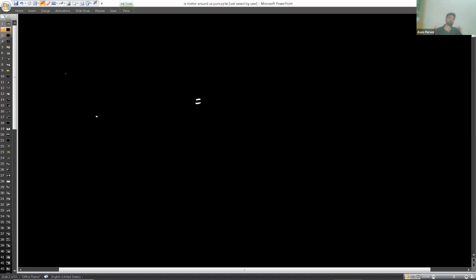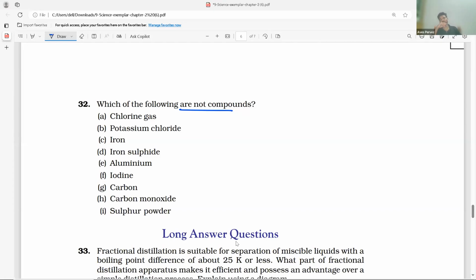Tell me which of the following is not a compound here. First, note it down in your copy. First, note this question. Just a minute. Question number 32. Which of the following is not the compound? Everyone first note it, solve it in your copy. Then I will ask you.